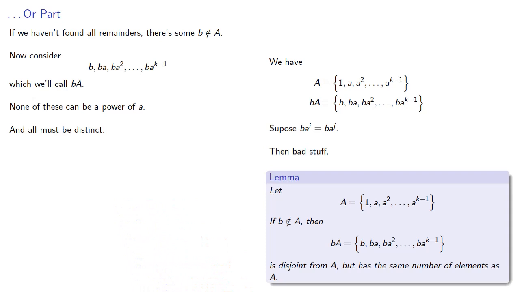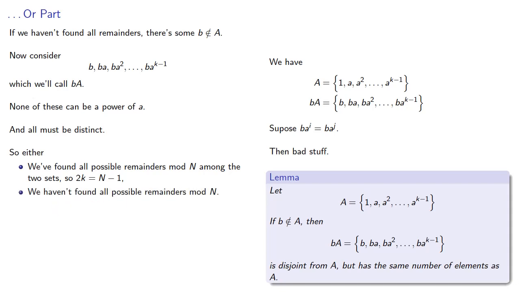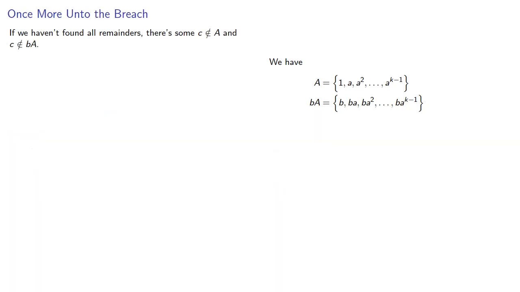And so again, either we've found all possible remainders mod n among the two sets, and so 2k is n minus 1, or we haven't found all possible remainders mod n. So if we haven't found all remainders, there's some c not in A and not in bA.